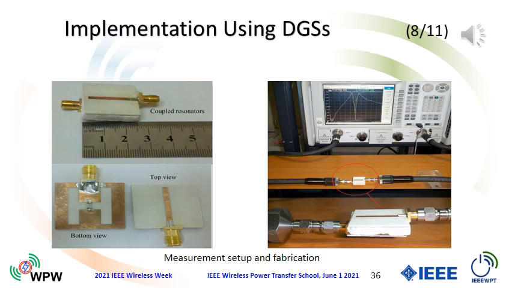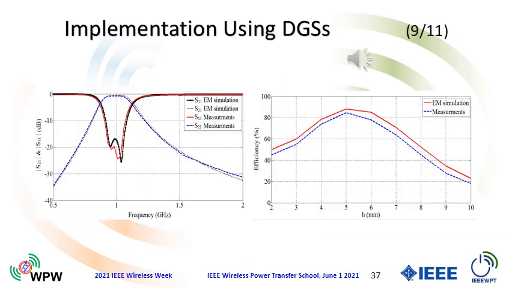This slide shows the fabricated structure and measurement setup. A vector network analyzer is used to characterize the fabricated device. This slide shows a comparison between the measured and simulated S parameters of the proposed wireless power transfer system using H-shaped defected ground structure resonators. Good agreement between simulation and measurement results.